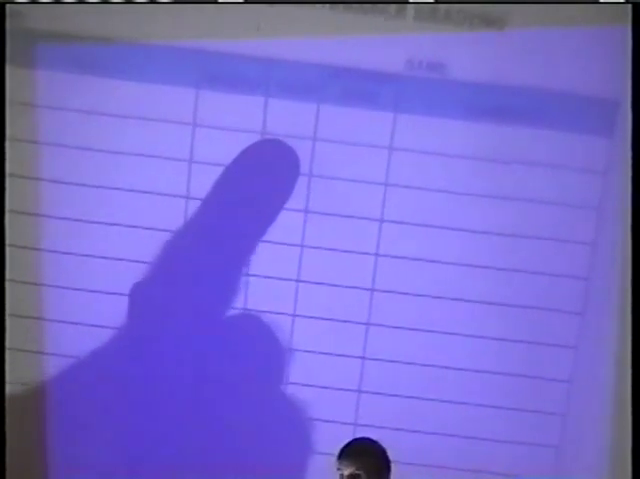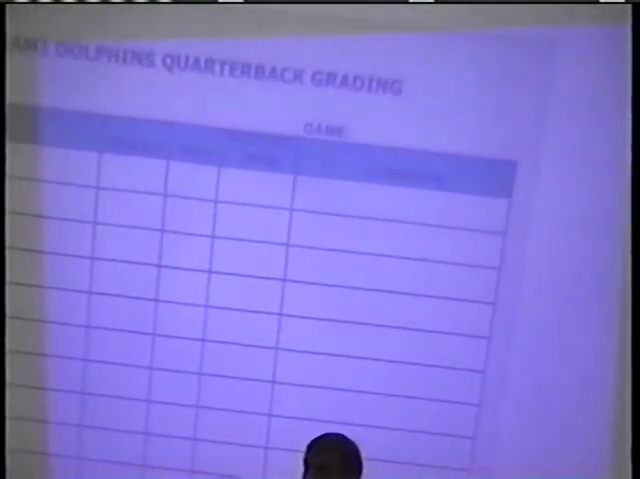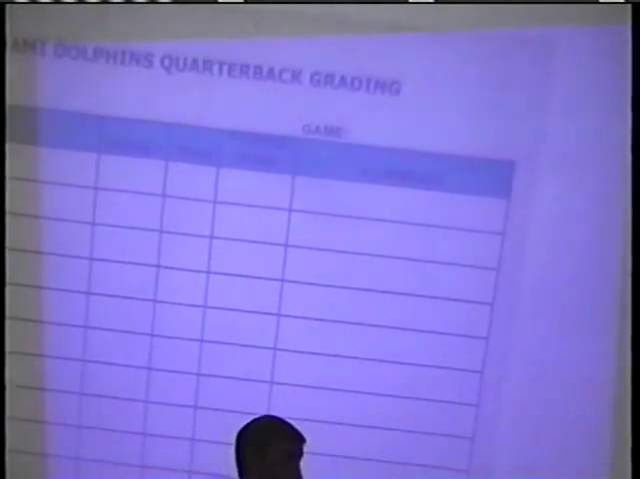Technique. What was his drop back footwork like? What was his handoff mechanics like? Did he finish the fade? Plus or minus? But then the reason why I wanted to show you this is now, anytime he entered the red zone, he had a red zone grade.